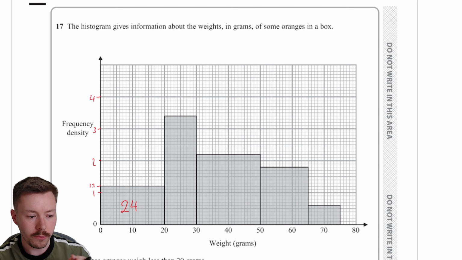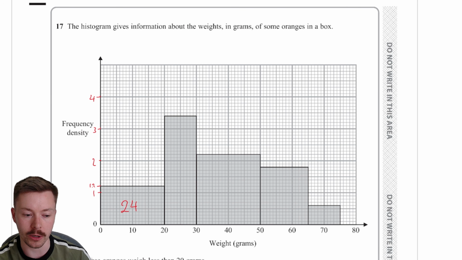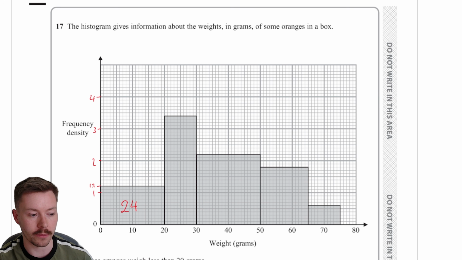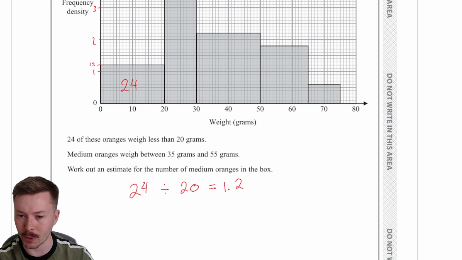Now, what I want to do from there straight away is to start working out the frequencies for each of the intervals. So we've done 0 to 20, we know that's 24, but then doing 20 to 30, 30 to 50, 50 to 65, and 65 to 75. And we could now do that with our scale. Sorry, if you couldn't see the 24 divided by 20, there it is.